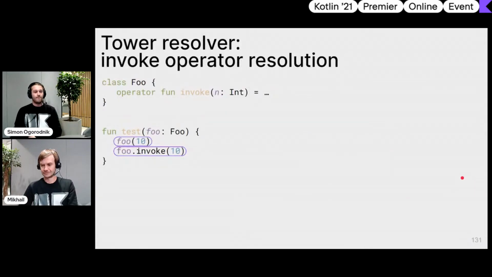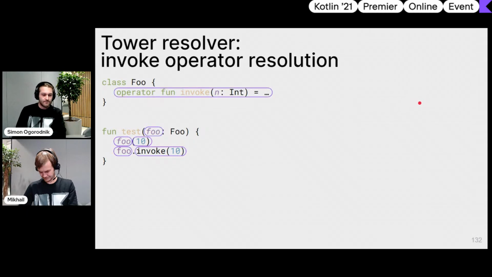One of the most complicated examples in the tower resolver is the invoke operator resolution. In Kotlin, actually, each call foo, braces, some arguments might mean foo.invoke with those arguments, because we have an invoke operator convention. And let's see how this is resolved.